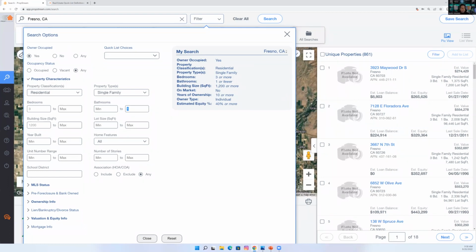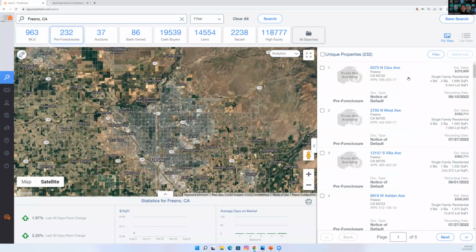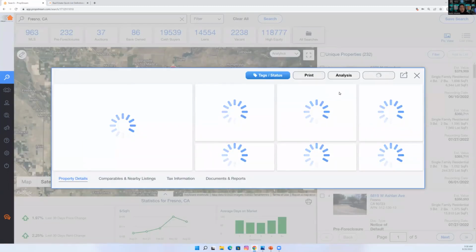I get this all the time. How often is data updated? I find pre-foreclosures is mostly outdated. Well, the reason why you see pre-foreclosures with past dates, and this is a question I get all the time: Burton, I see your recording date was in June. It's already August. Why is it still here? I'll give you the answer.